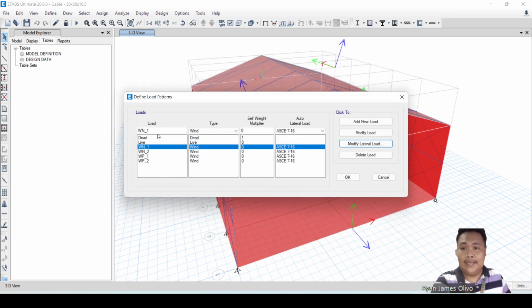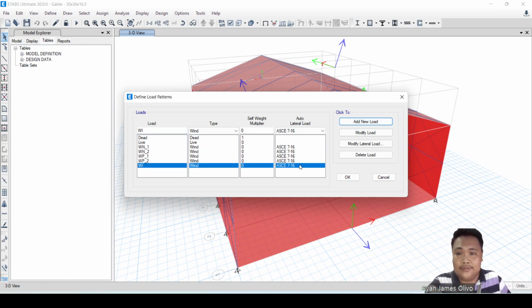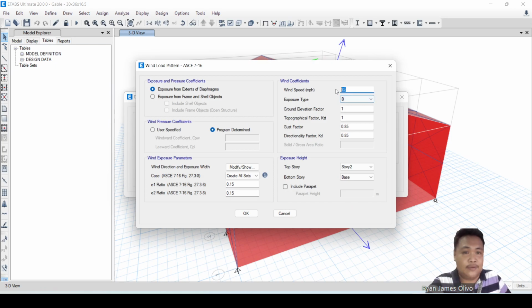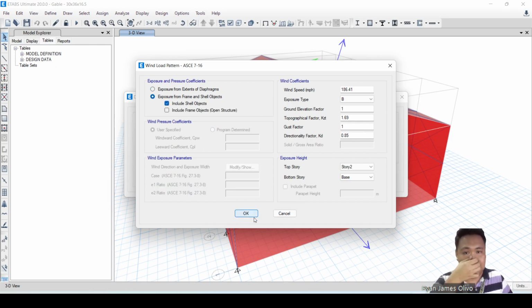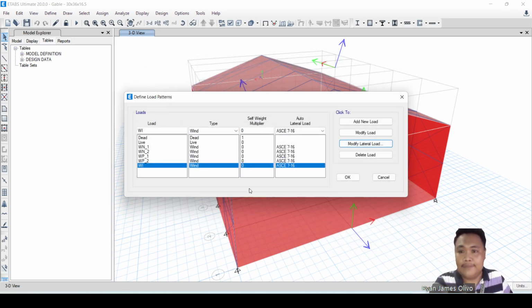Then lastly, our wind internal, WI. So add new load. Same, it is 186.41 also. Topographical factor 1.69 and gust factor 1. Then exposure includes shells, so 0.85. Okay, so we have these load patterns already.